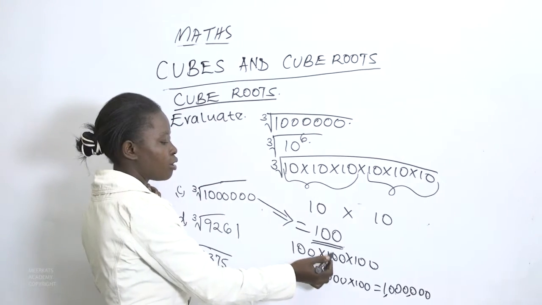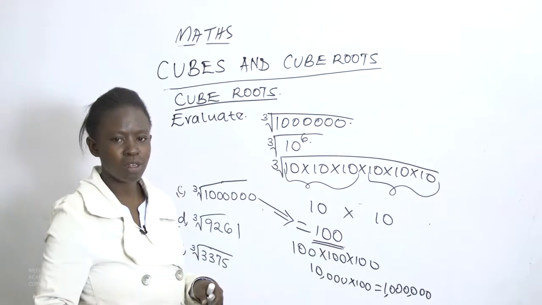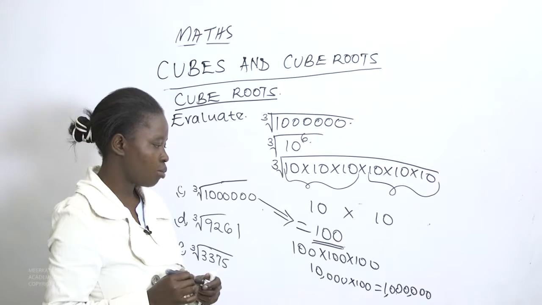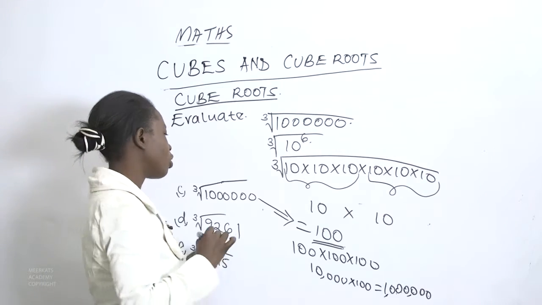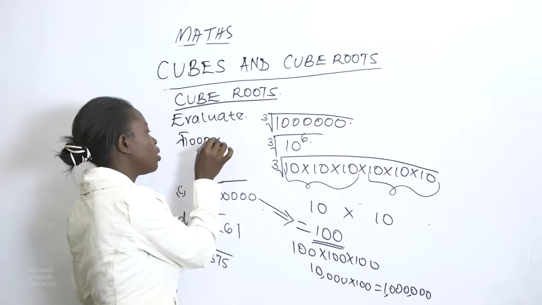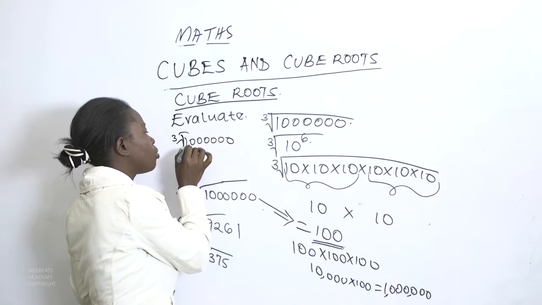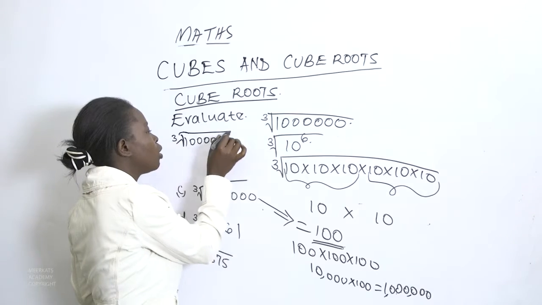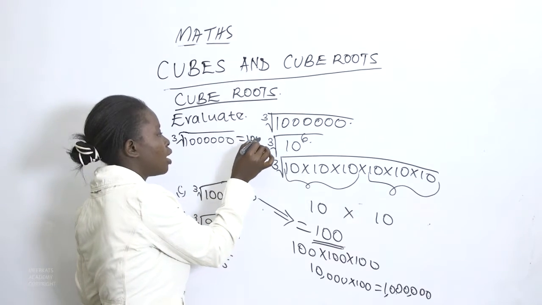So since 100, if I multiply it repeatedly 3 times gives me 1 million, then we conclude and say that the cube root of 1 million is simply 100.